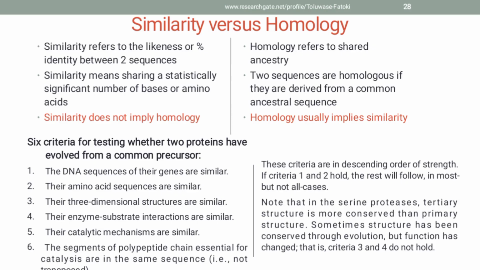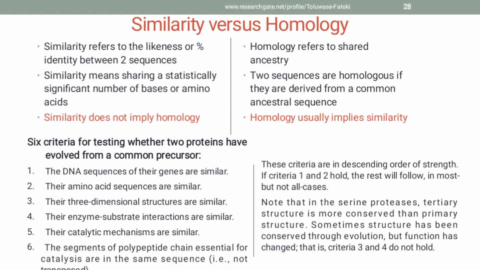Then number 4, their enzyme-substrate interactions are similar. If it's an enzyme, the way they catalyze the substrate must be the same. Then number 5, the catalytic mechanism must be similar. That is, if it is using metal-ion catalysis, the second one must be able to use metal-ion catalysis. If it's general acid or general base catalysis, then the second one must make use of general acid, general base catalysis. If it's covalent catalysis, the first and the second must make use of covalent catalysis.